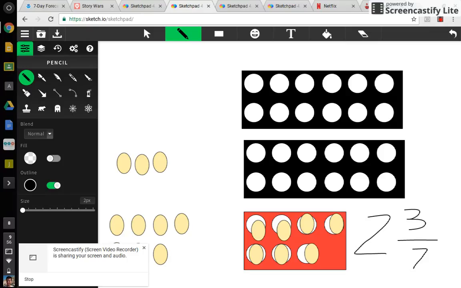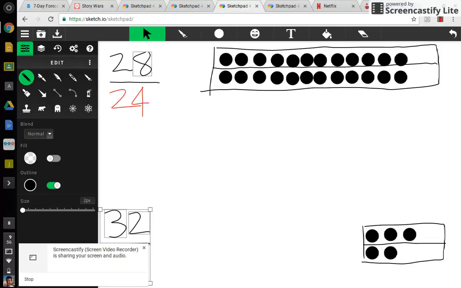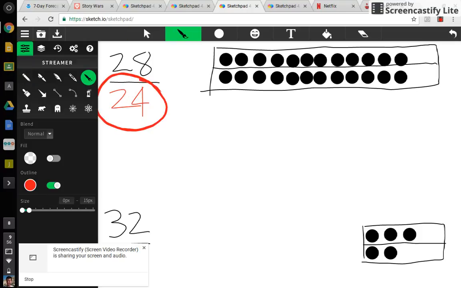So let's talk about a strategy that you could use to help you turn improper fractions to mixed numbers. Here, you'll notice that I have represented 28/24. Again, I want you to remember that our bottom number represents how many spaces would fill up our 1. If you look at our top number, you'll notice that it's a little bit too big.